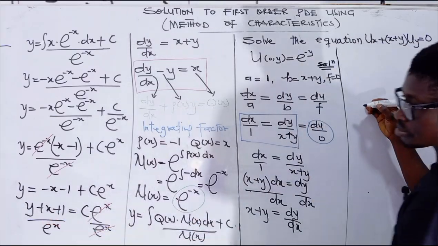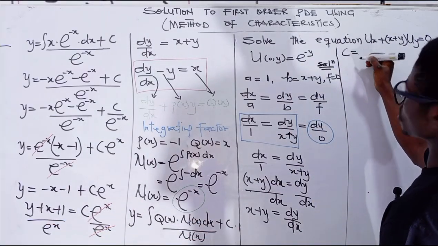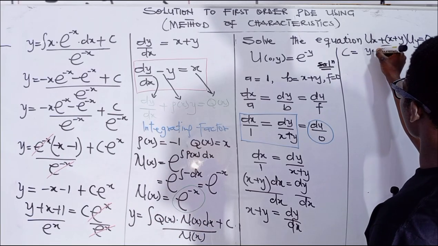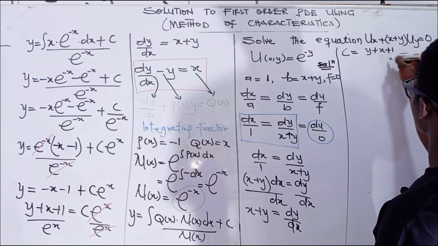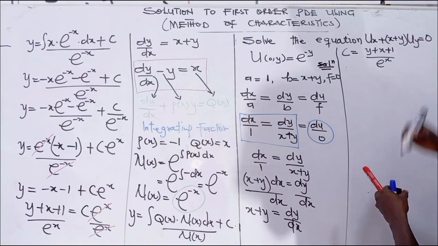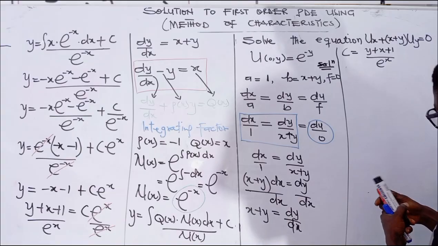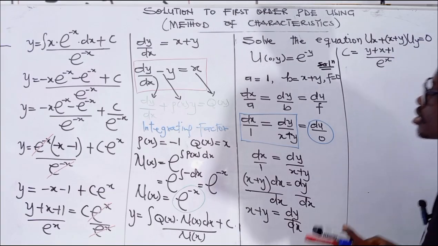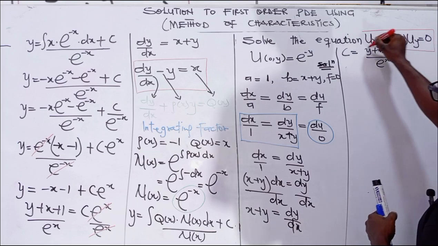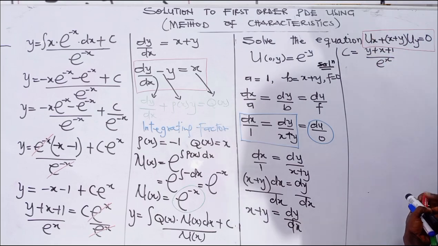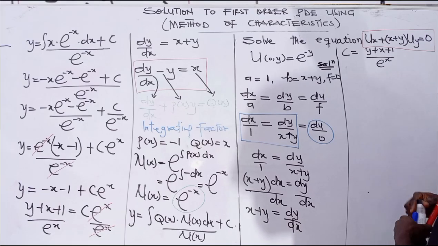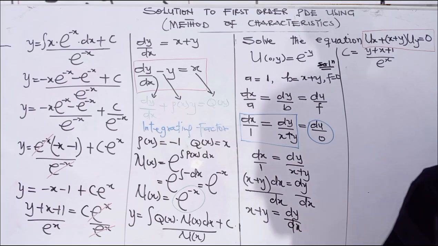So we are left with c is equal to what? c is equal to (y plus x plus 1) all over e exponent what? So you can see that with the PDE given, it is equal to 0. Then the general solution is going to be a function of the constant.